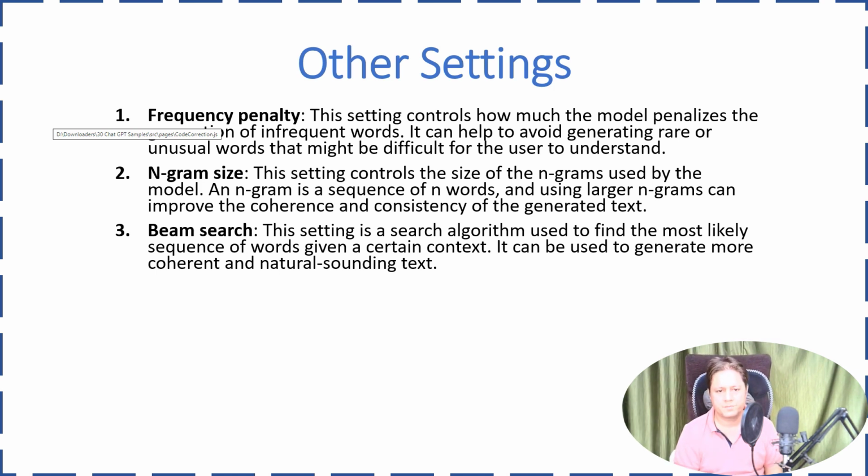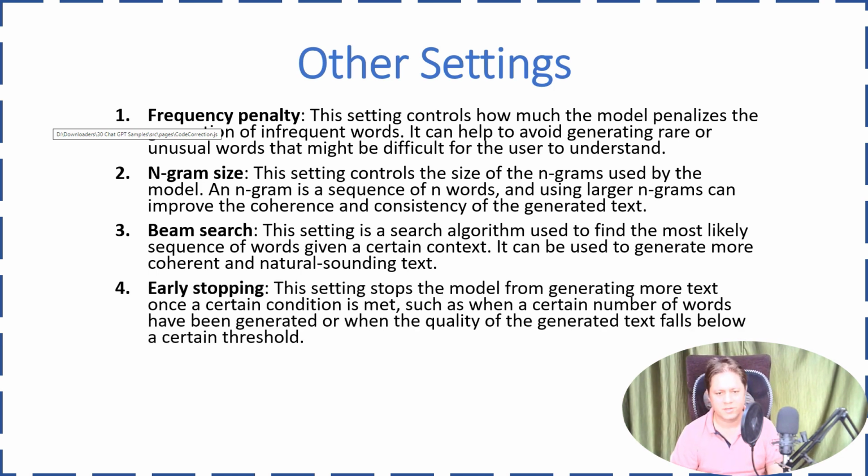This is beam search, and here more coherent and natural sounding text will be returned. What do I mean by natural sounding? When two people talk, they talk in very natural language, not artificial or scientific. So beam search is a setting used to respond with a sequence of words for whatever prompt you are sending, and it will generate more coherent and natural sounding text.